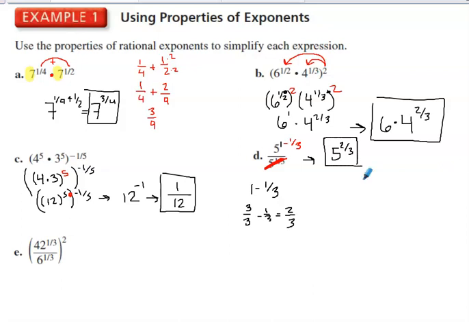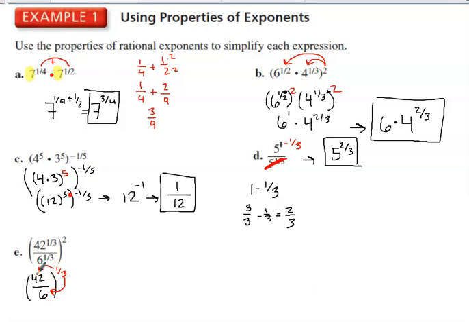E looks a lot like C. I do notice that we have that same exponent. So I'm going to go ahead and pull that exponent out. So I have a 1/3. And that 1/3 is going to be on both the 42 and the 6. So if we were to work that back, the 1/3 is on the outside of the parentheses, which means it just applies to everything inside.